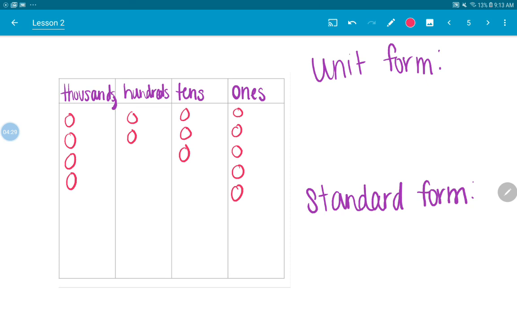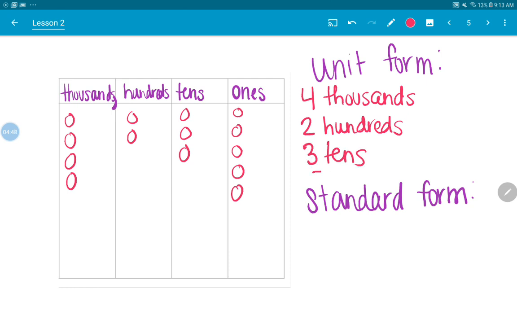Jacob, what's this number in unit form? 4 1,000s, 2 100s, and 3 10s, and 5 1s. Okay, I've got 4 1,000s, 2 100s, 3 10s, 5 1s. How do I write that in standard form? Go ahead. 4,235. Very good. 4,235. Great job.